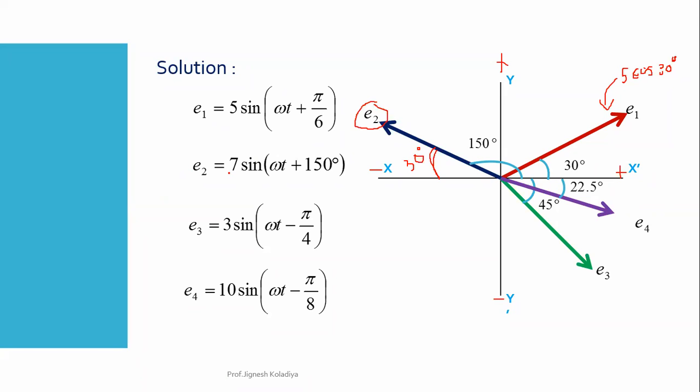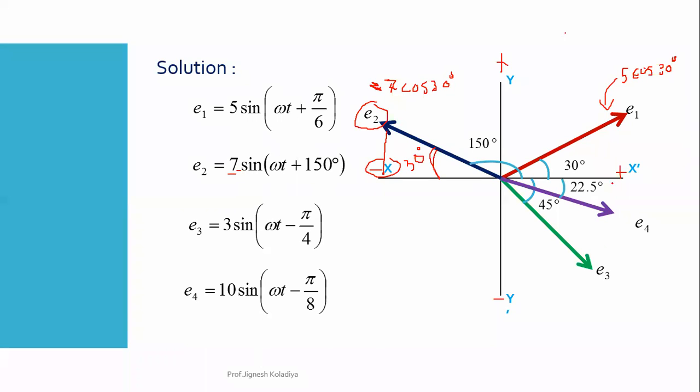What about E2? Can I write like this? The magnitude is 7, angle is 30. 7 into cos 30 for E2. If you are saying yes for this, then you are wrong. Because the x component of E2 lies on the negative x-axis, that means I have to show it with a negative sign. Minus 7 cos 30 degree.